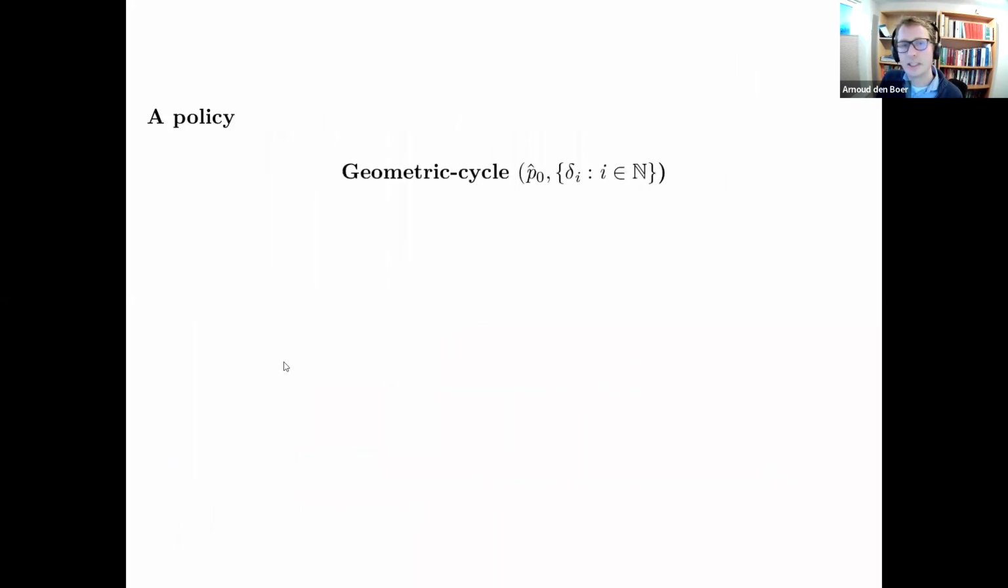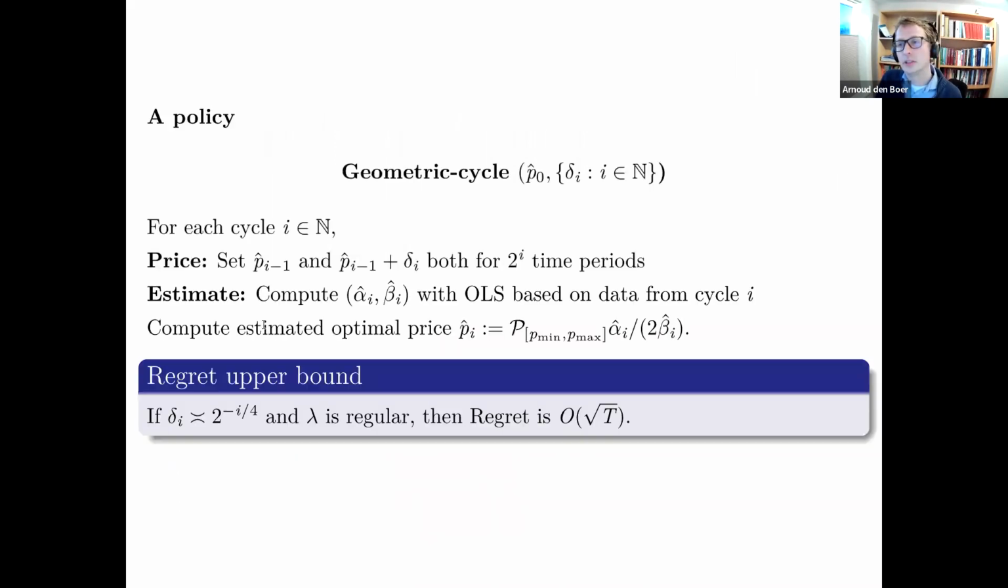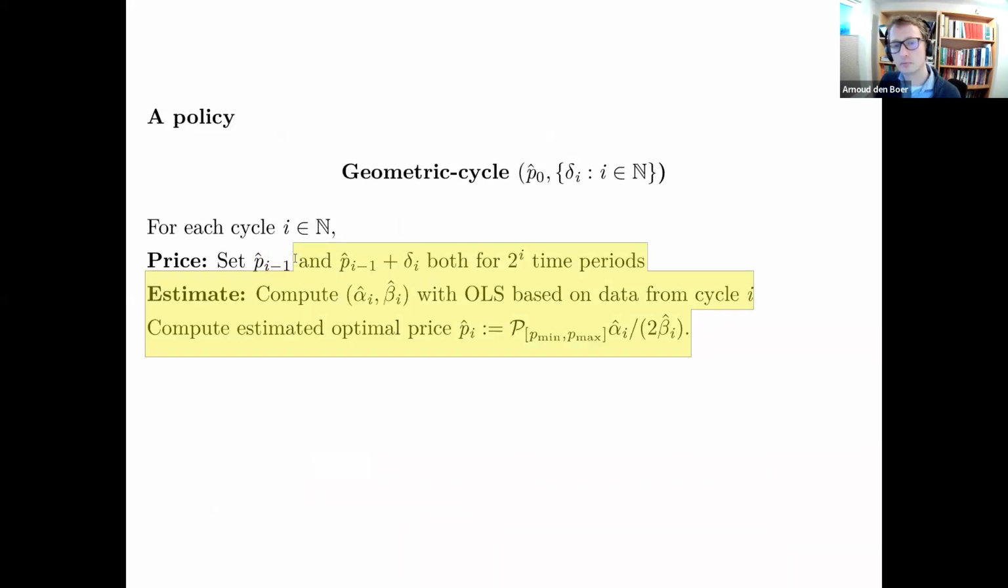So they present a policy, and the policy is as follows. You have some estimated optimal price. You charge that for a while, 2 to the power i time periods. Then you do a small perturbation and charge that price for 2 to the i time periods. Then you have data at two price points. You do linear regression. You compute the corresponding optimal price, alpha divided by 2 beta. You need to project on your feasible interval. And that's the price for the next cycle.